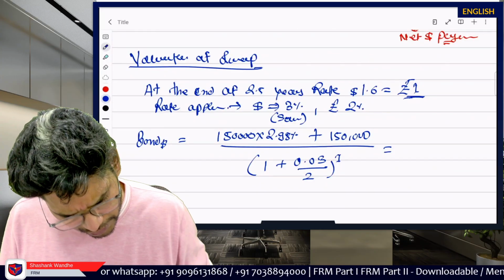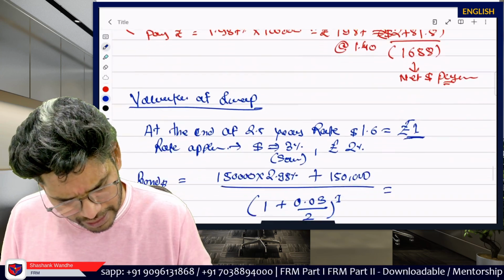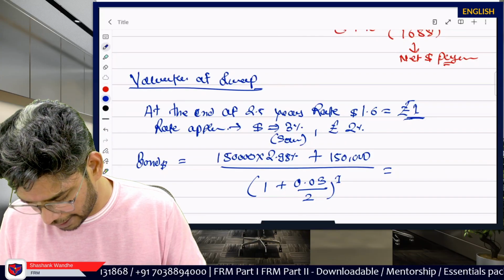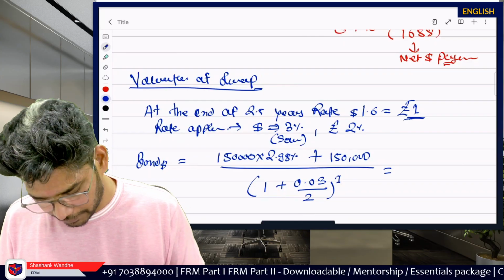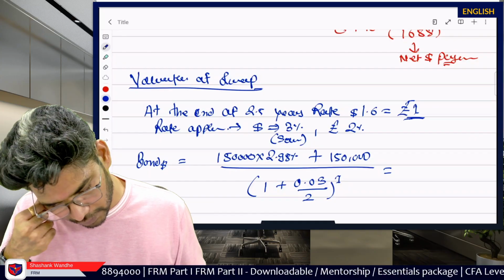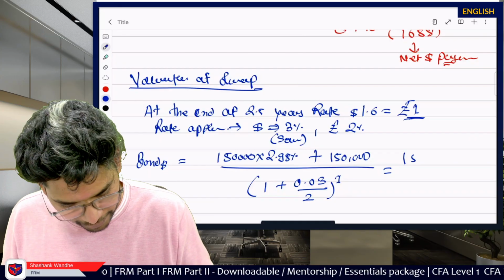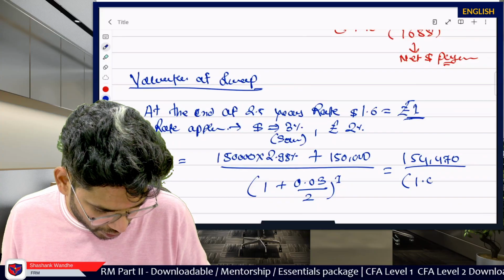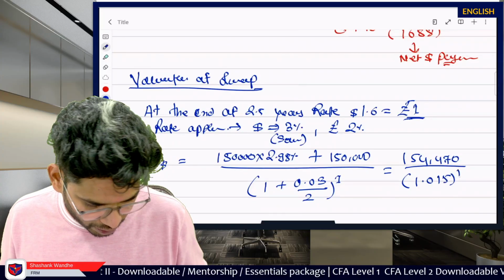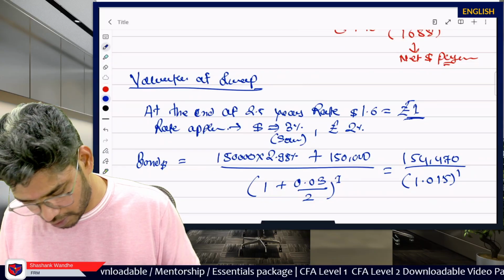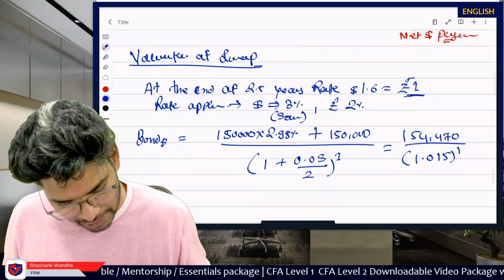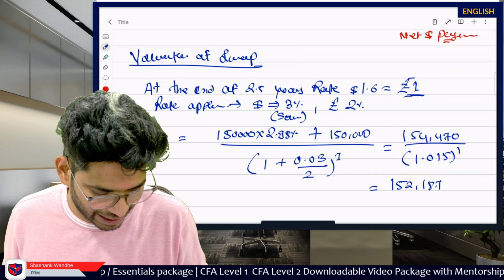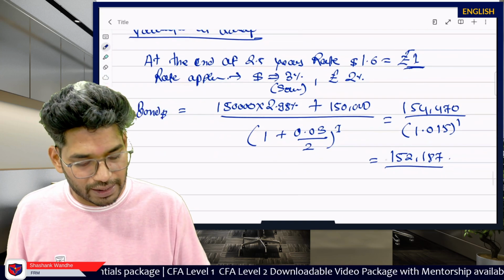1,50,000, I guess we did the calculation, right? Yeah, 4,470. 4,470 plus 1,50,000 is equal to 154,470 divided by 1.015 to the power 1. So divided by 1.015, and the answer is equal to 1,52,187. Okay, approximate answer. So this is the dollar amount.